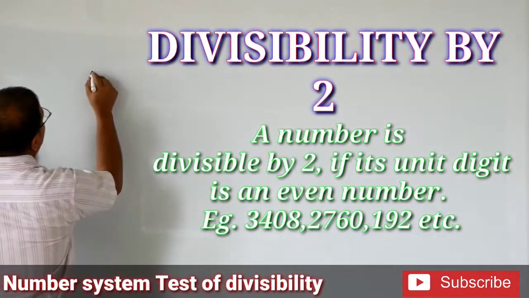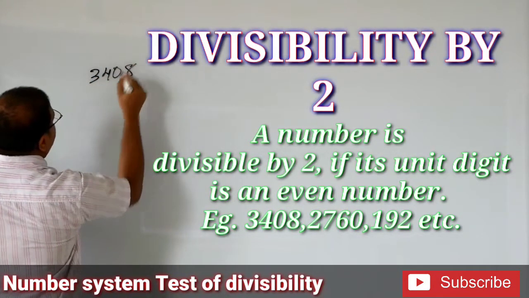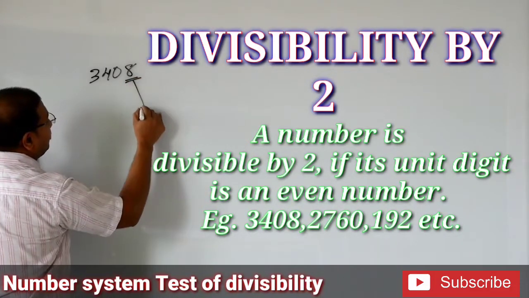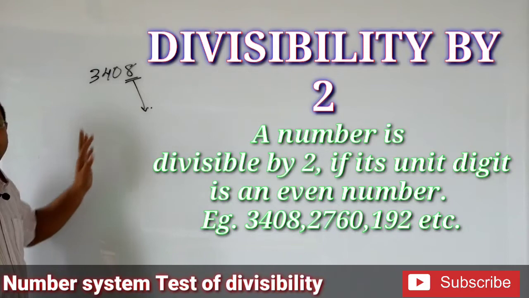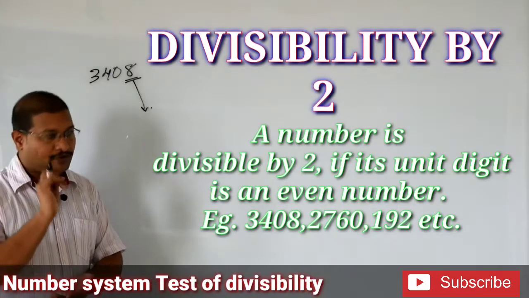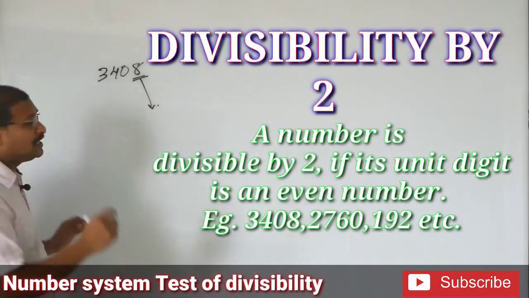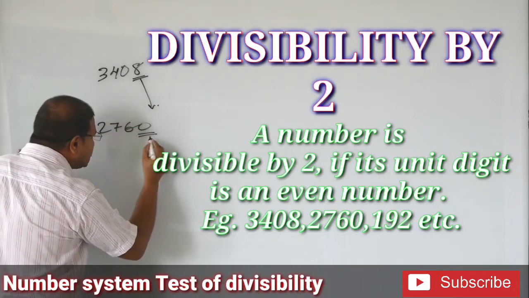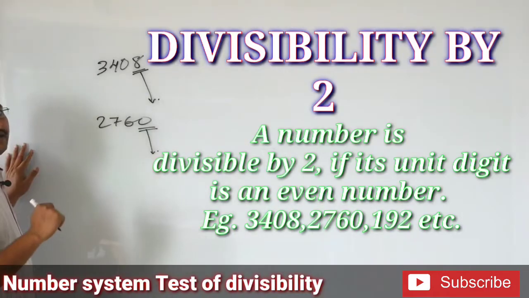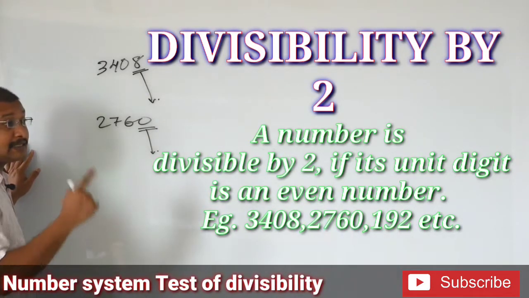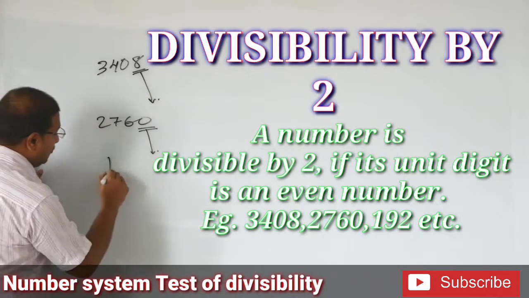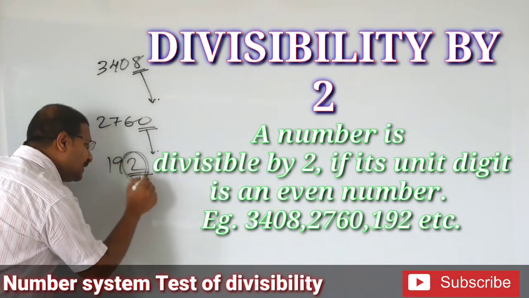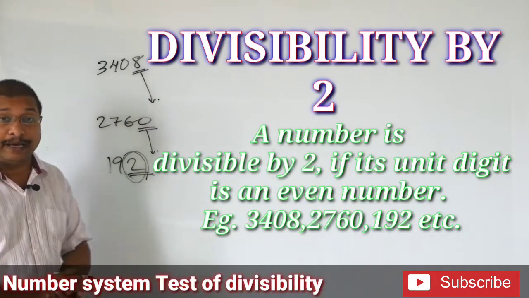Let's see now. 3408. I'm writing the example 3408. That means 8 is an even number, isn't it? That means this number is divisible by 2. Next one, 2760. See the last digit, that means 0. 0 is an even number. Ready? Let's go to the next number. 192. See 192, 2 is an even number. That means 192 is divisible by 2.